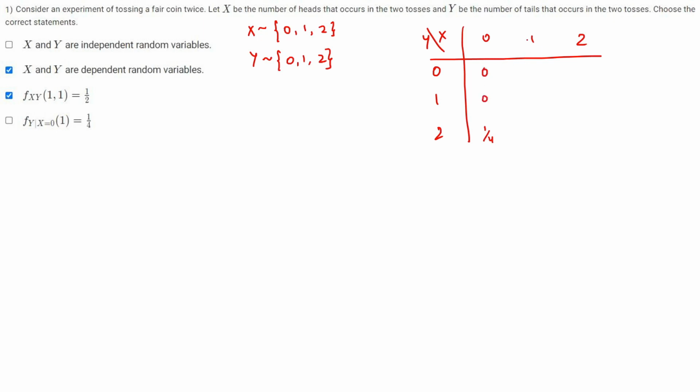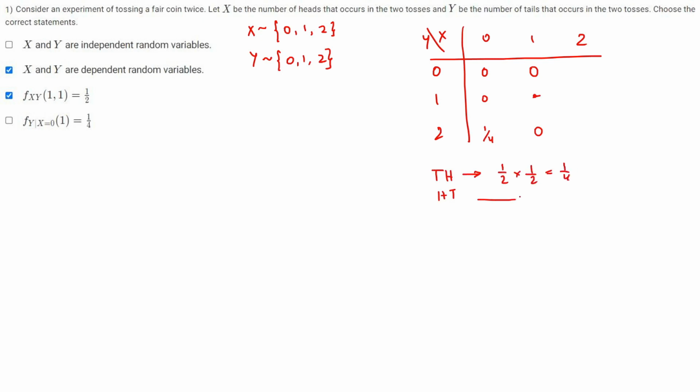And what about whenever the x takes value 1, it means that in the two tosses we have only one head. It means that the other toss will be a tail. So this possibility is 0 and this possibility is also 0. And what about this guy? This guy we can either get head in the first toss or in the second toss, right? So we'll get 1 by 2 into 1 by 2. Let's say the two outcomes for this guy is tail head or head tail. What is the probability of getting this? 1 by 2 into 1 by 2, that is 1 by 4.